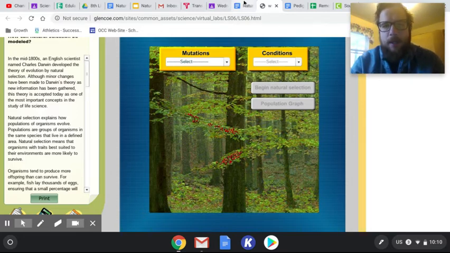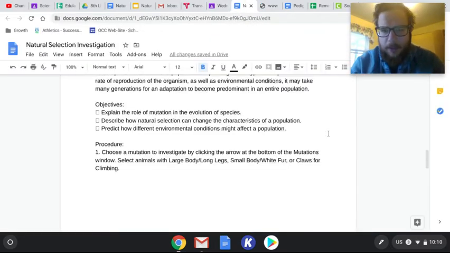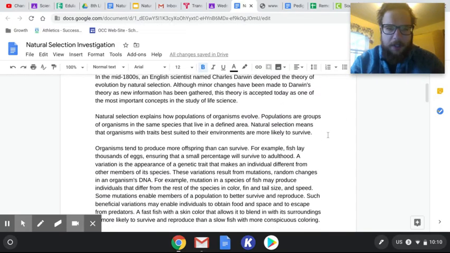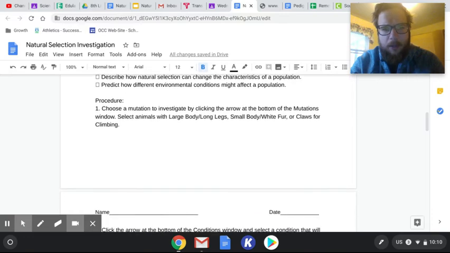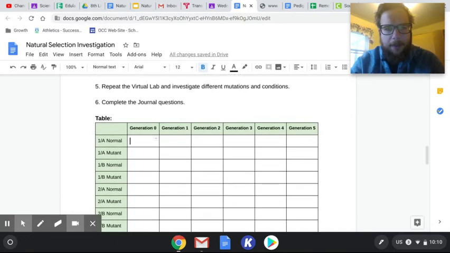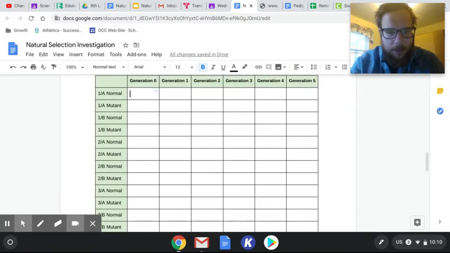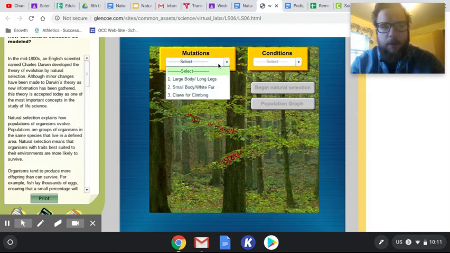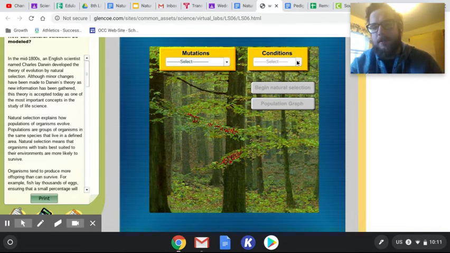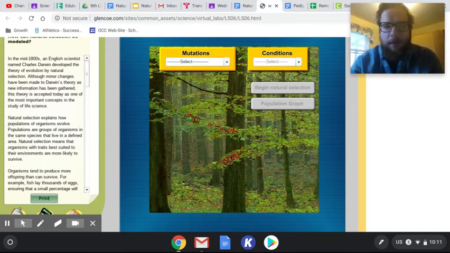If you didn't read the intro, I know it seems like a lot, but it's a good setup, and it helps keep you in the mindset of what we're talking about with natural selection. But this table here is where we want to focus most of our energy in terms of this lab. So what we've got is two options here. We can deal with mutations, and then we can deal with, it just says conditions, but it's environmental conditions. It won't let me click on it until I pick a mutation.